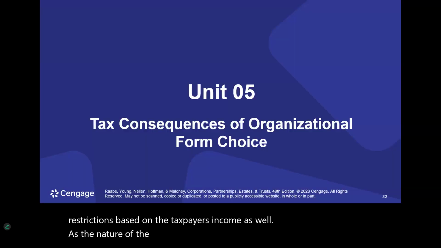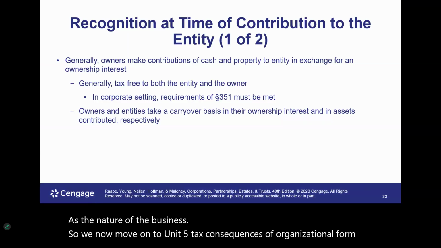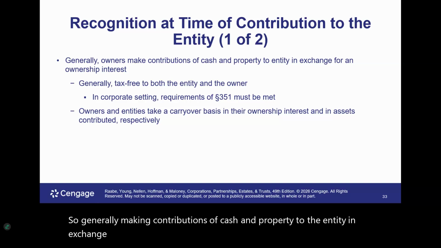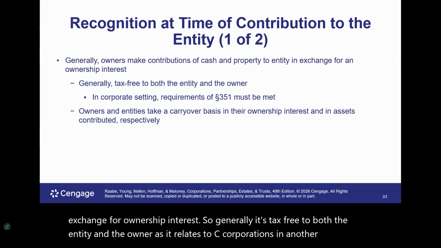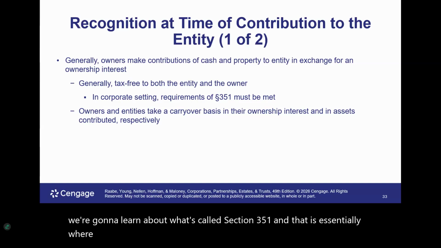So we now move on to Unit 5, tax consequences of organizational form choice. Generally, making contributions of cash and property to the entity in exchange for ownership interest is tax-free to both the entity and the owner. As it relates to C corporations, in another chapter we're going to learn about what's called Section 351. That is essentially where you contribute property to a corporation in exchange for stock, solely stock.